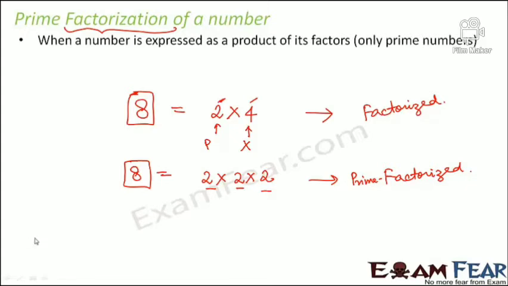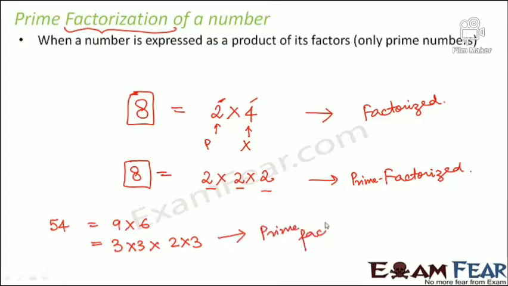So let us take some other examples. Let us talk about the number 54. 54 can be written as 9 into 6 or 6 into 9. This is a factorization of 54, but it is not prime factorization because neither 6 nor 9 is a prime number. But if 9 is written as 3 into 3 and 6 as 2 into 3, then 54 can be written as 3 into 3 into 2 into 3. So 3 and 2 are also factors of 54. We have written it in the form of factors which are prime numbers. Therefore, this is the prime factorization of 54.